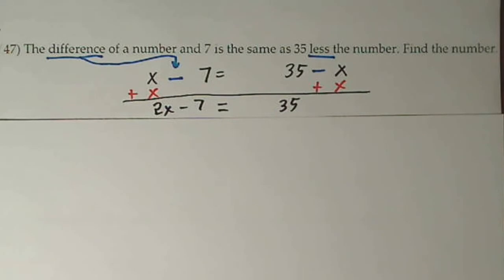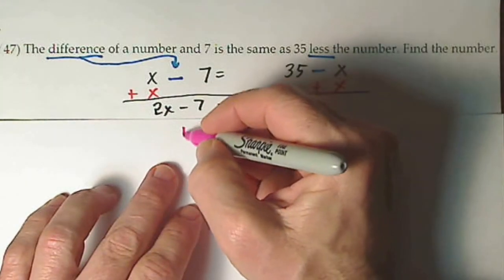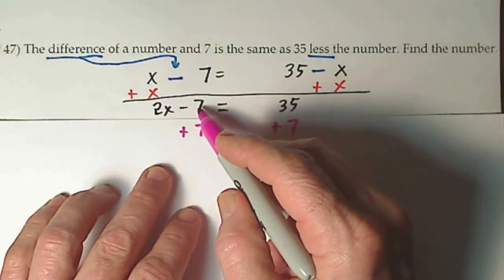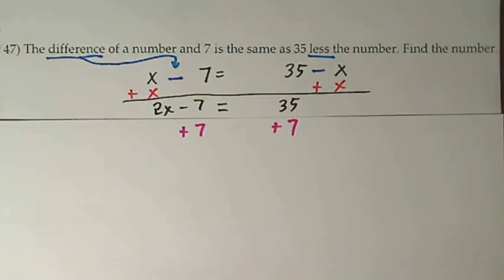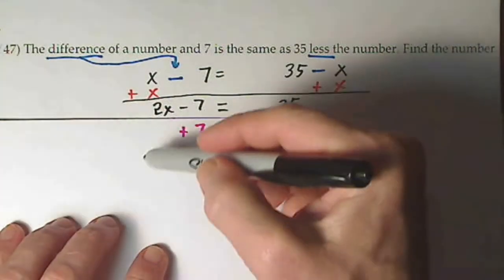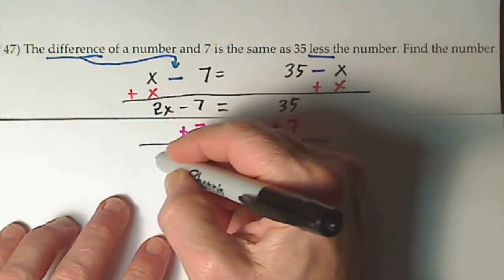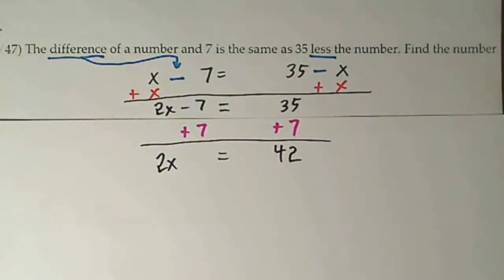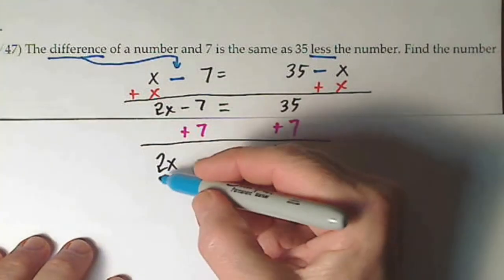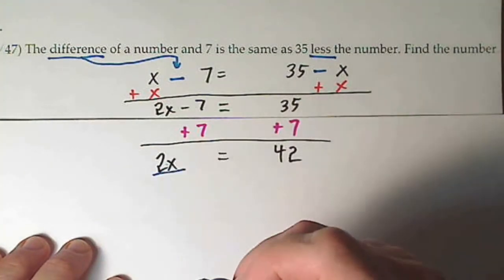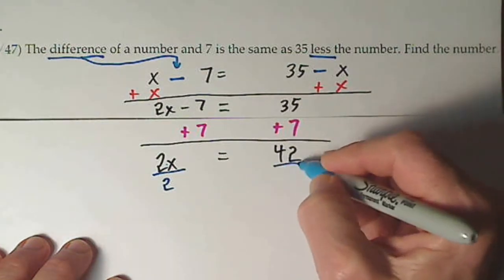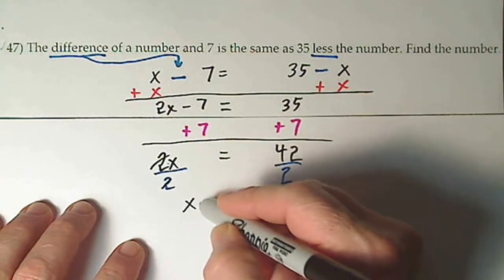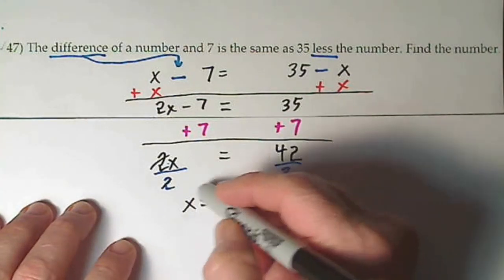And then let's see. You need to get rid of this negative 7. So you put plus 7 and plus 7. This 7 is held by addition or subtraction, so you use addition or subtraction to get rid of it. Simply draw a line here, bring everything down. 2x equals 42. And now one more step to get x by itself. You want to get rid of the 2. It's held there by multiplication. The opposite operation is division. 2 goes into 2 once, and you end up with x equals 21.